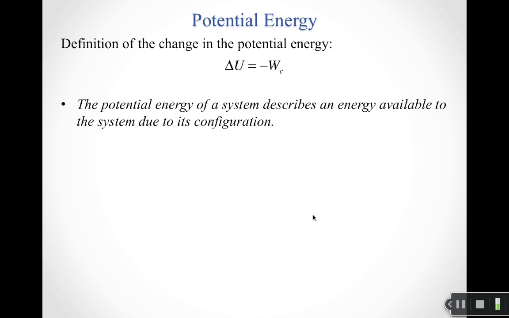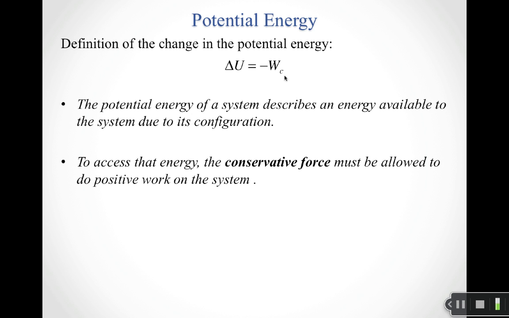So our definition for the change in potential energy is literally that the change in potential energy is equal to negative the work done by conservative forces. So what this means is that the potential energy is trying to describe an energy that's available to a system due to its configuration. But where this energy comes from is basically the ability of a conservative force to do work. So to access that potential energy, what you've got to do is let the conservative force do work. And so when a conservative force does positive work, it's going to convert that potential energy into kinetic.